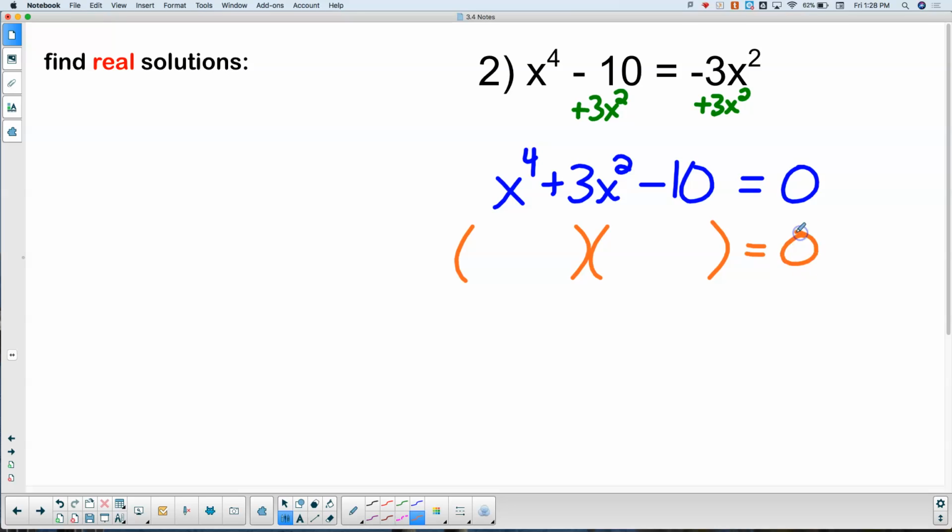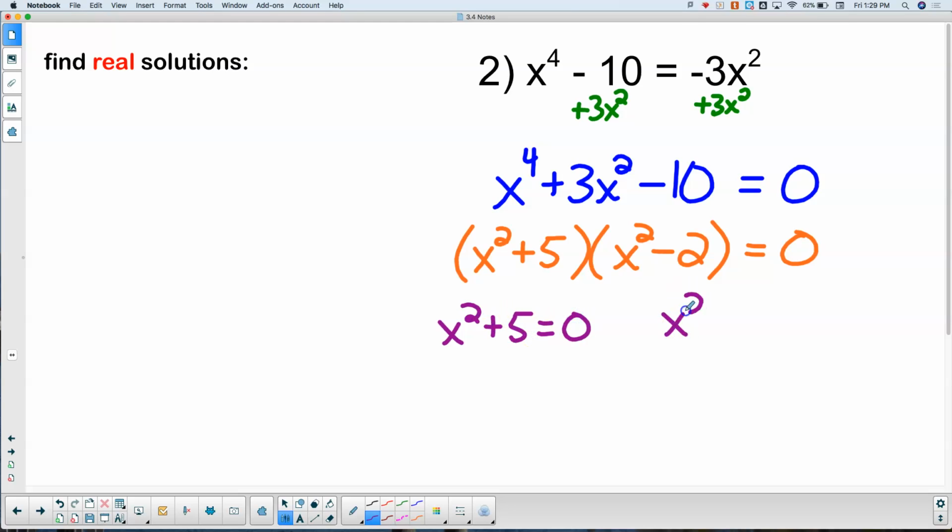Positive 5 and negative 2. Can I factor anymore? Nope, can't factor anymore. Okay, so then I have to set my factors equal to 0. Then I gotta solve.